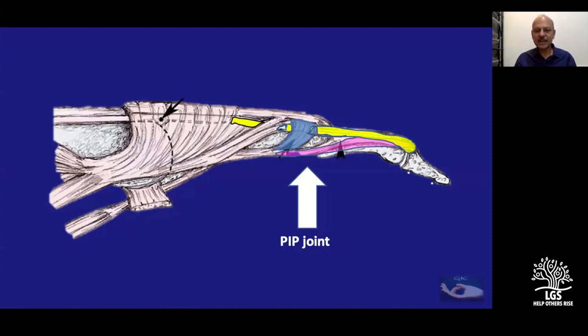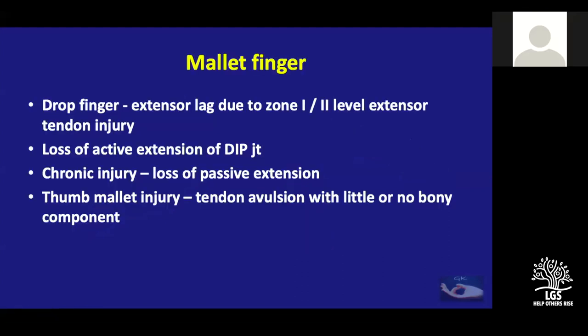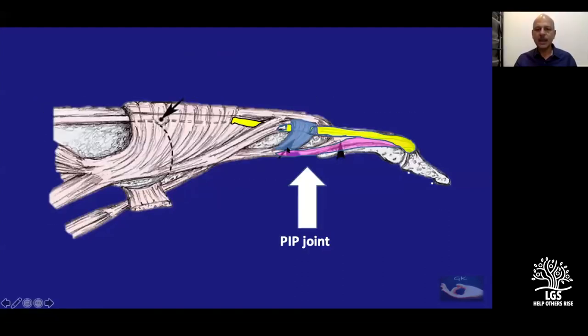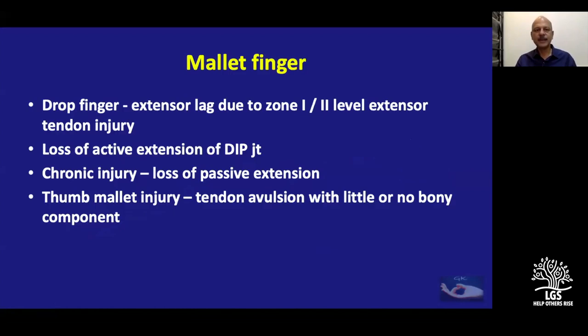The second is the oblique retinacular ligament, which is also arising from the flexor sheath and attached to the terminal tendon, which is also a mobile structure. And the important thing is it runs across the PIP joint on the volar aspect. So it acts like a tenodesis effect.